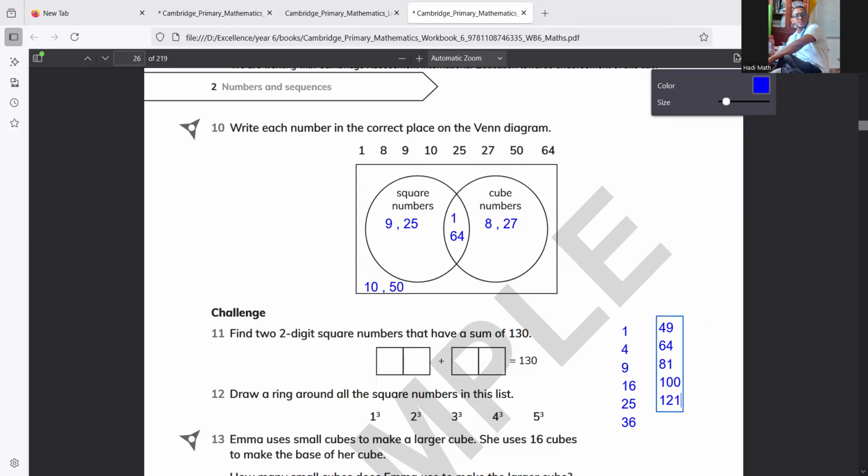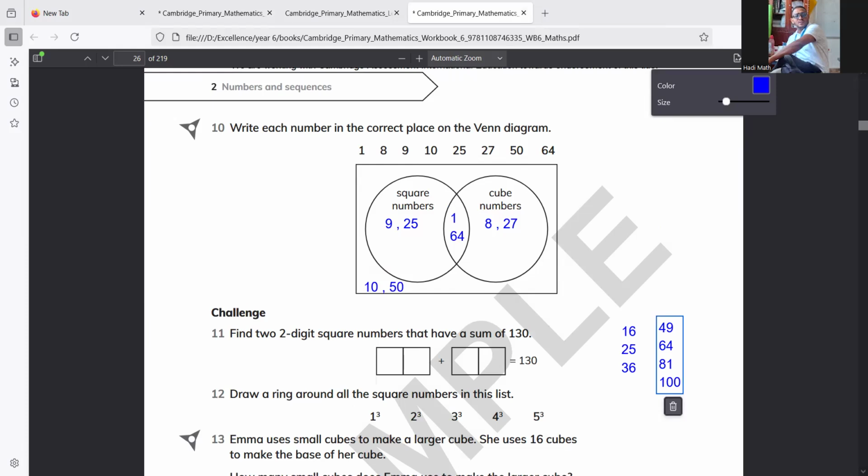Then you will be looking for two numbers that give you 130. You can start from the 1. 1 needs 129. You don't have 129, so take the 1 out. Then the 4 needs 126 to make 130. You don't have 126, so take it out. The 9 needs 121. So you could say 9 and 121, but they say it's two-digit. 9 is not two-digit, so cancel the 9 out. And also we know the 121 needs only 9.